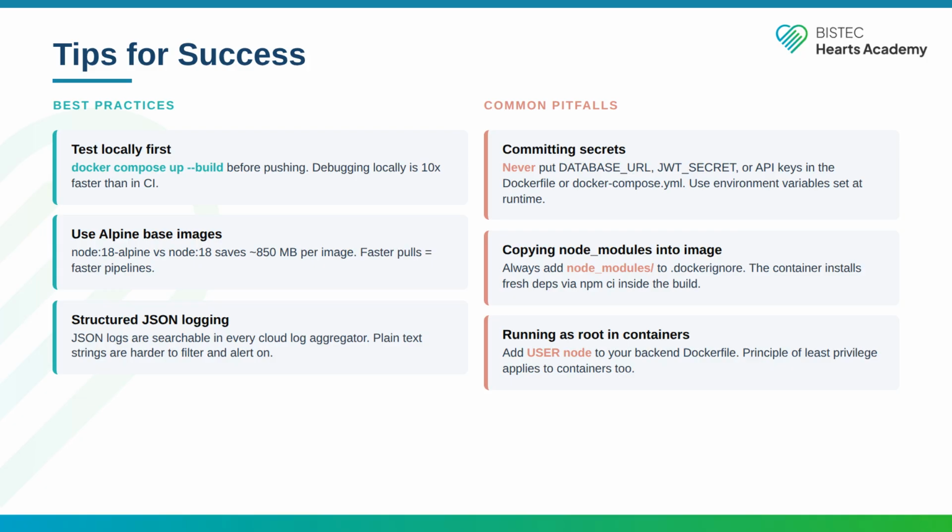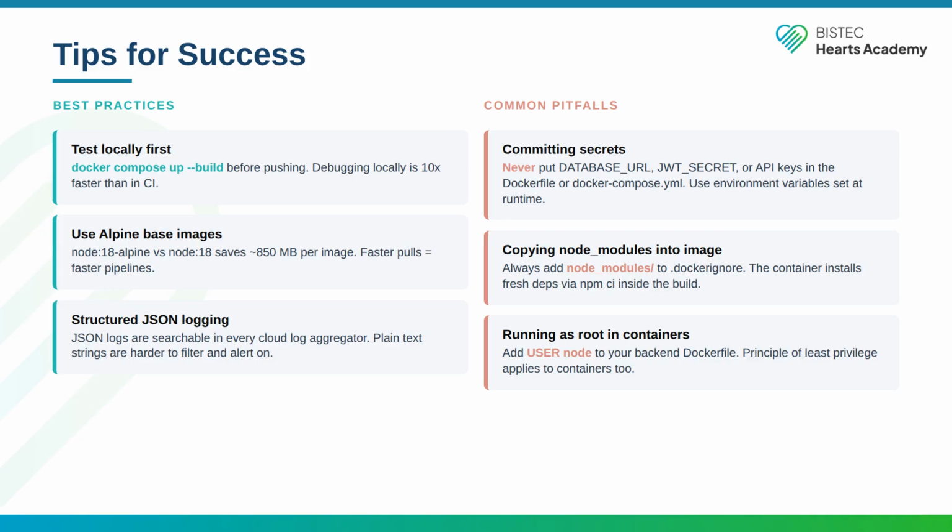Use Alpine base images everywhere. Node 18 Alpine instead of Node 18 saves around 850 megabytes per image, which translates directly to faster pulls and faster pipelines. Use structured JSON logging from the start. Plain text logs are much harder to query and filter once your application is in production.